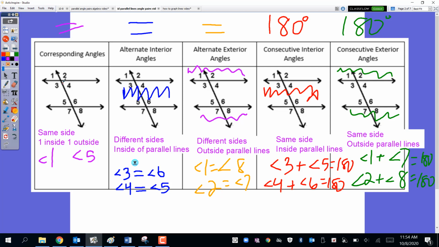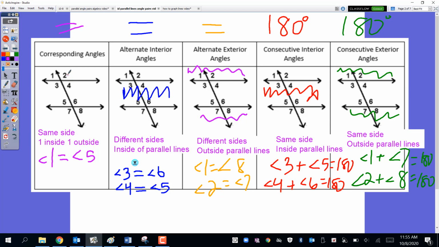If you look at this top group of angles and compare it to the bottom group of angles, corresponding angles are the angles that would be in the same spot. Angle 1 was in the top left corner of this group. Angle 5 is also in the top left corner. They are the ones that match up. That's how I know which ones are corresponding.